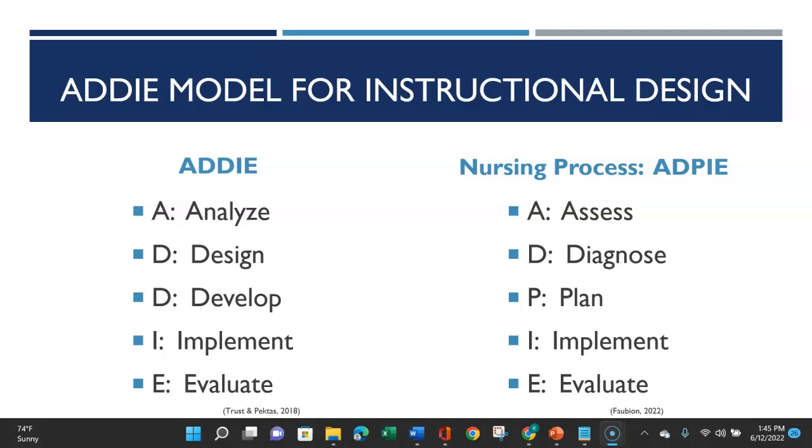I, Implement, this is the step for implementing or carrying out the planned instruction or intervention. This is the action step for learners. And E, Evaluate, how well did our plan work and how well were our goals and our objectives met.